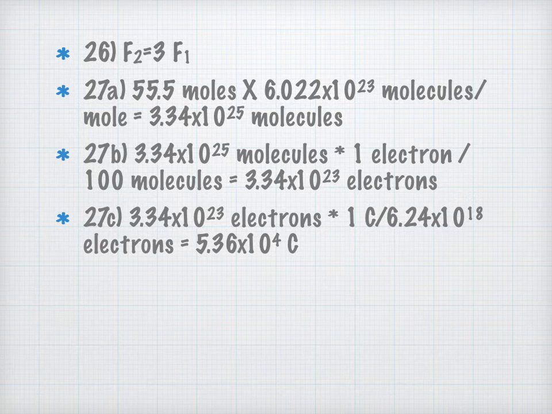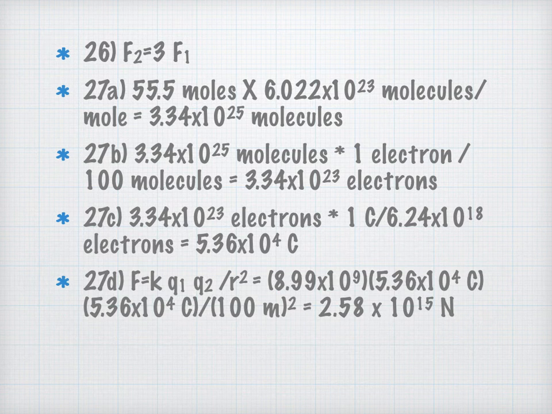But that's okay. The last question is, what is the force of attraction between the container of water and the container of electrons? Now, the container of electrons has a charge of 5.36 times 10 to the 4th coulombs. That would be negative because they're electrons. The water is going to have a positive charge of 5.36 times 10 to the 4th coulombs because the water molecules were neutral. You pull electrons off, you don't take the protons off. It's going to have a positive charge because you've taken electrons away. And so this is plug and chug into Coulomb's law.